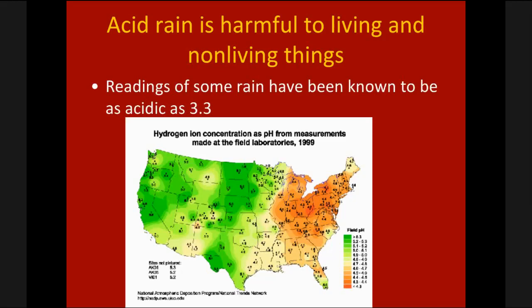So here's an illustration. This is actually pretty old. It's 1999. I need to get a new pH scale. So what do you think? Why is acid rain more of a problem back east than it is in the west? Any guesses? What was the question again? Why is acid rain more of an issue in the east?